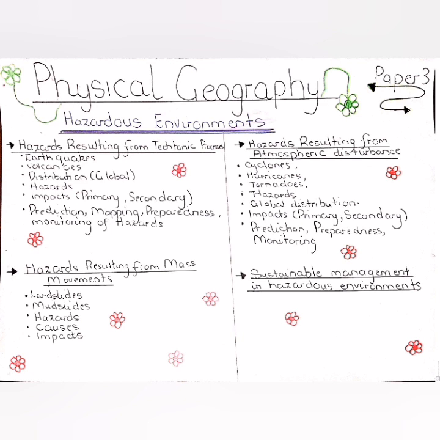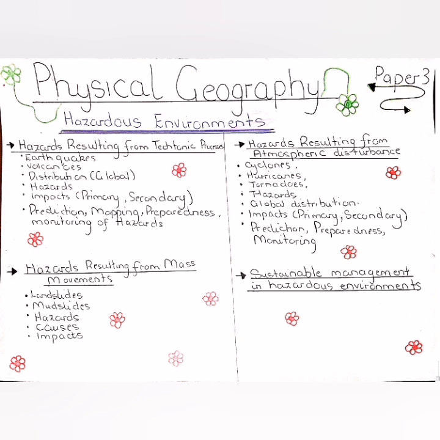Moving on to physical geography, hazardous environments. Under hazards resulting from tectonic processes, we're going to look at earthquakes and volcanoes. We're going to focus on the distribution, the hazards, and the impacts, both primary and secondary, which are associated with earthquakes and volcanoes. We're also going to take a look at prediction, mapping, and preparedness, as well as monitoring of our hazards. Then, for hazards resulting from mass movements, we're going to look at landslides, mudslides, the hazards, the causes, and the impacts.